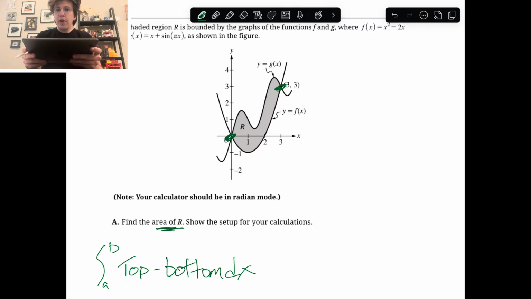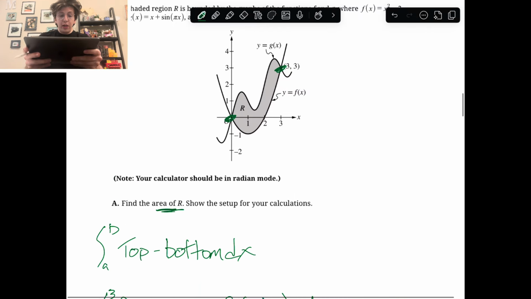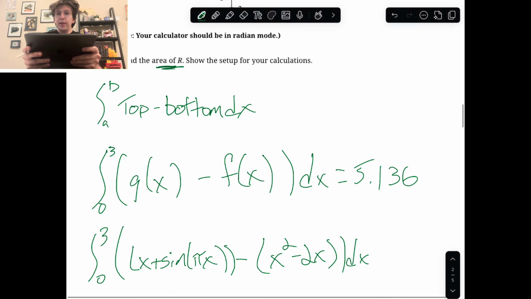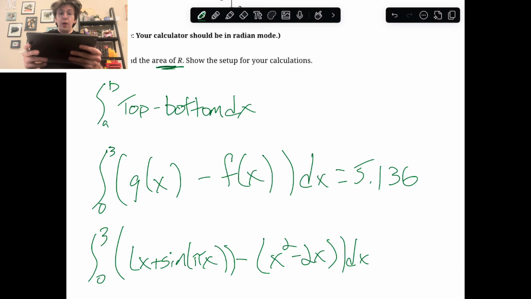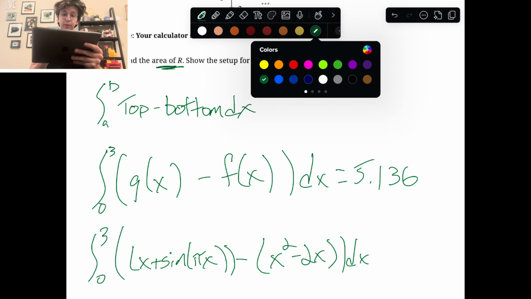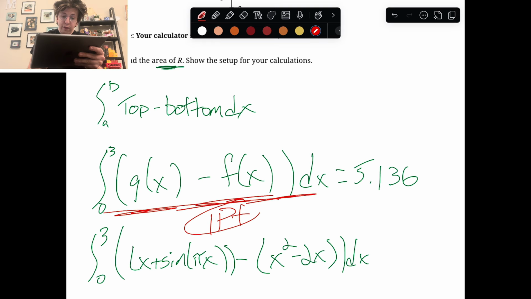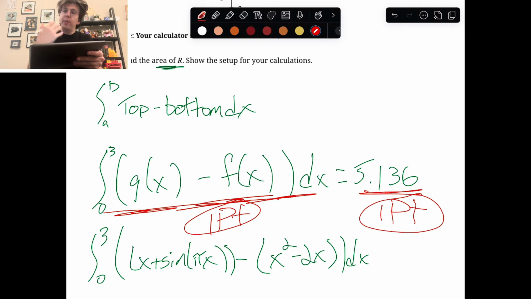Let's talk about how the AP graders graded this FRQ. The first problem, problem A, says find the area of R, show your setup. We did the integral from top to bottom of dx. The AP graders gave 1 point if you correctly labeled the integral from 0 to 3 of g of x minus f of x, and you also got 1 point for your answer of 1.36. You also would have got a point if you plugged in your functions, but if you just label them g and f, it's a lot easier to notate and it saves you a lot of time.